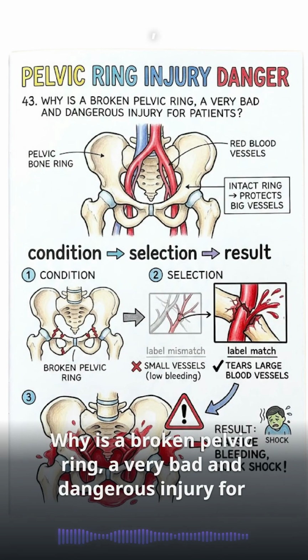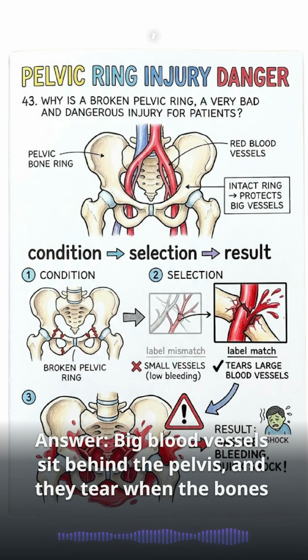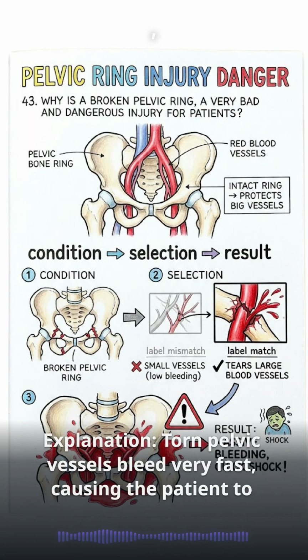43. Why is a broken pelvic ring a very bad and dangerous injury for patients? Big blood vessels sit behind the pelvis, and they tear when the bones break. Torn pelvic vessels bleed very fast, causing the patient to lose all their blood.